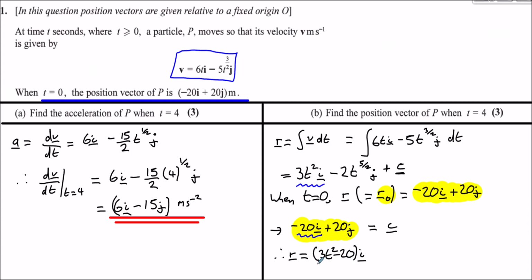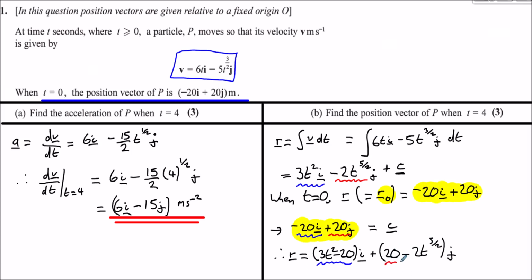And in a similar fashion, if I can just group together the j components, got minus 2t^(5/2) lots here, then plus 20 there. So I'm going to start with plus 20. So 20 minus 2t^(5/2) lots of j.